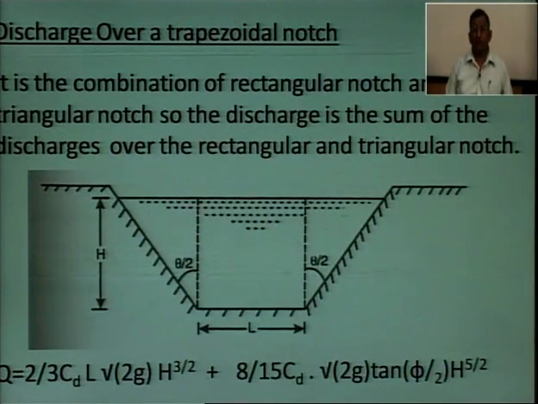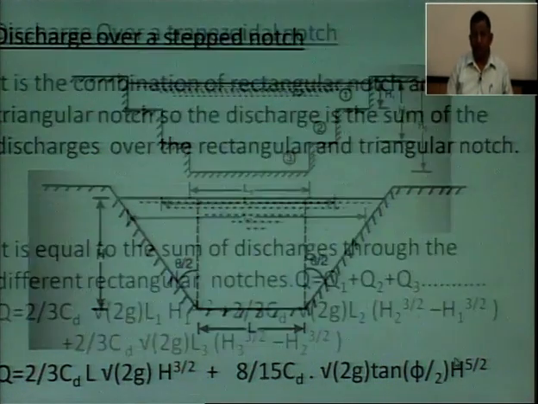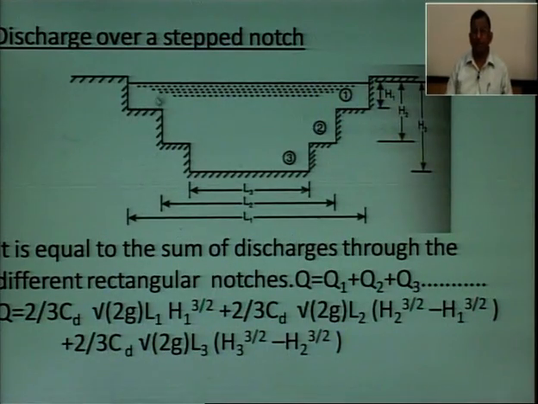Then we come to the discharge for a trapezoidal notch. The trapezoidal notch is made up of two types of notches. One is rectangular, and the other combined with it is a V notch, that is, a triangular one. So the discharge becomes the combination of the two formulas, that for a rectangular notch and that for a V notch. So the discharge in the case of a trapezoidal notch is equal to 2/3 CD root 2g L H raised to power 3/2 plus 8/15 CD root 2g tan(theta/2) H raised to power 5/2.